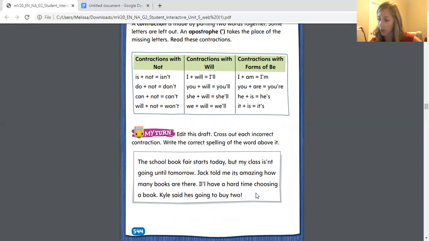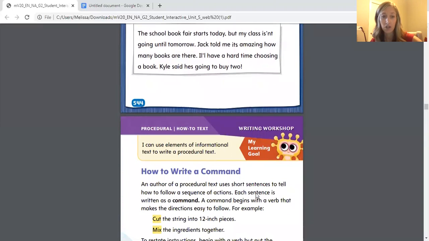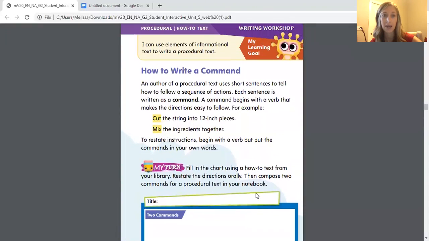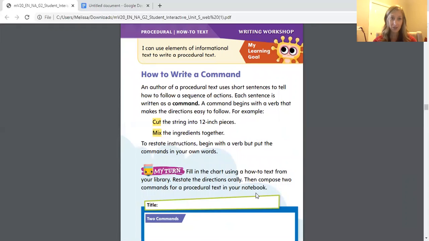All right, let's move on. We're going to turn to page 545 and start talking a little bit about writing. Remember last week you learned about a procedural text, a how-to text, and you even started planning your own. So in a how-to text, you have a command. A command is not a sentence that asks you to do something. It's not a question. A command is a sentence and it's telling you to do something.